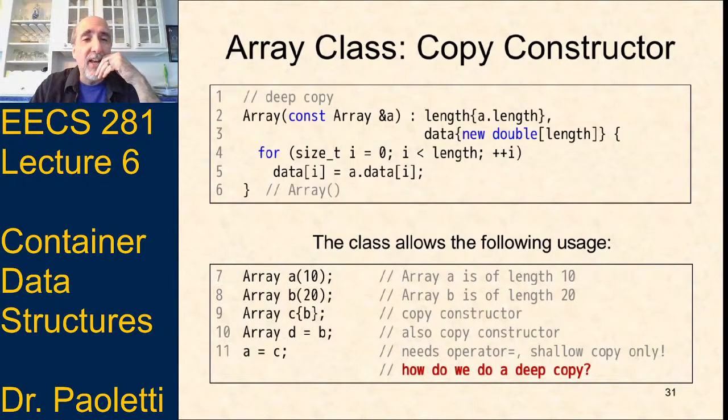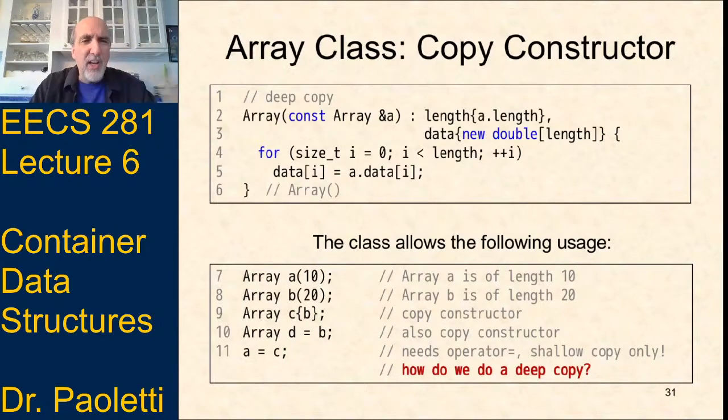Okay, well, we better write a copy constructor. So if I'm writing my array class, I better write a copy constructor. So here's a copy constructor. I say, hey, you want to copy array object A? I'm going to initialize my length, I'm going to initialize my data, and then I'm going to have a for loop to copy the data, one element at a time.